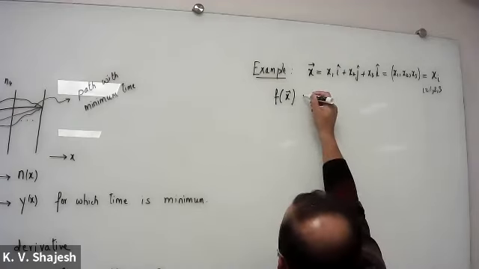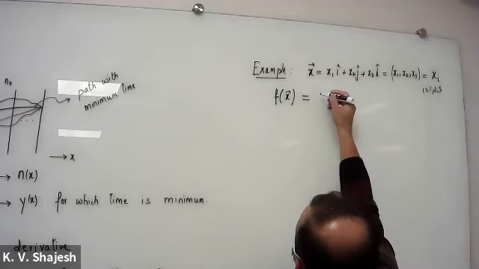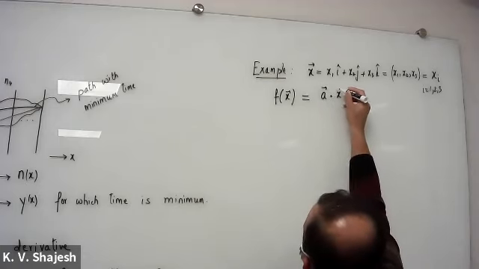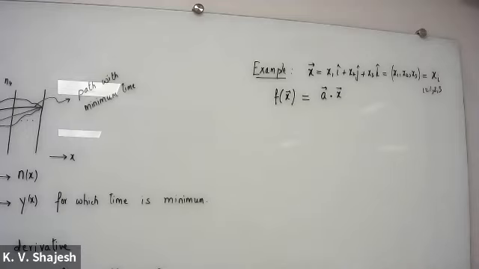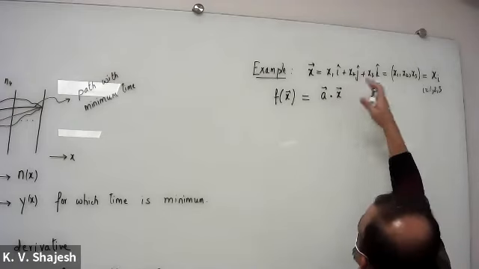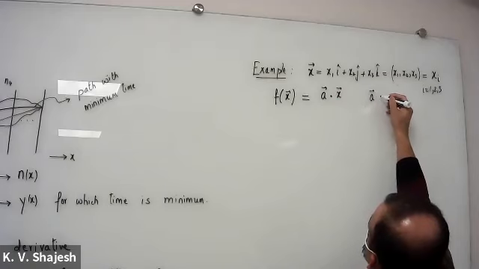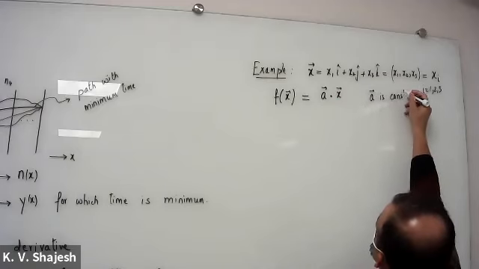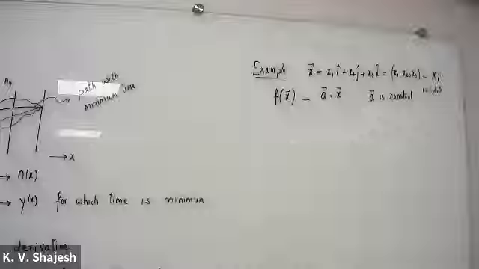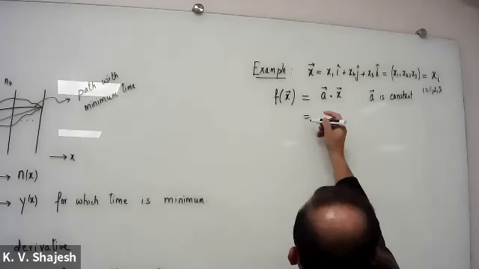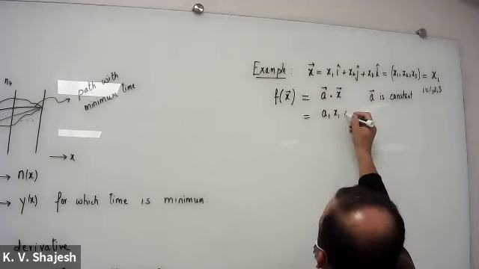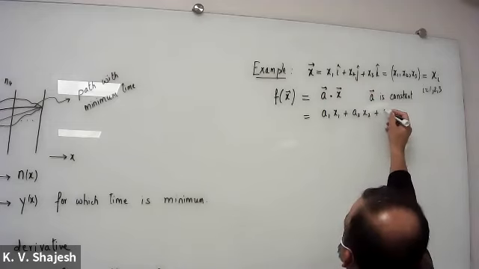Let's take an example, and let's say this is equal to a dotted with x. That's a standard dot product, and a could be a constant. So a does not change with position. By constant, I mean uniform with respect to position, but that's the only thing we have. If a is also a vector, it will have a1, a2, a3, and this is nothing but a1 x1 plus a2 x2 plus a3 x3.